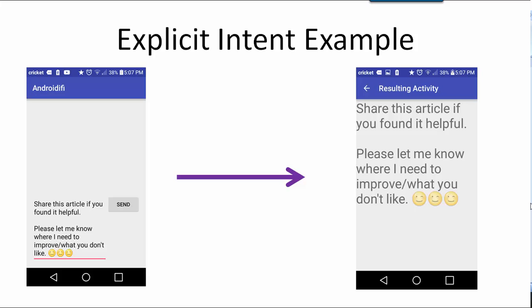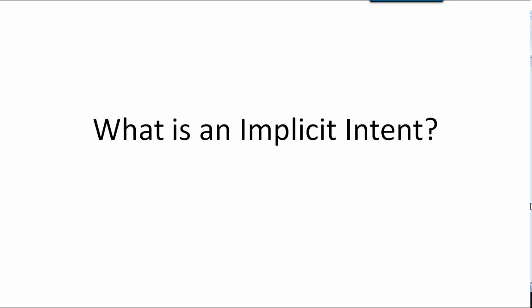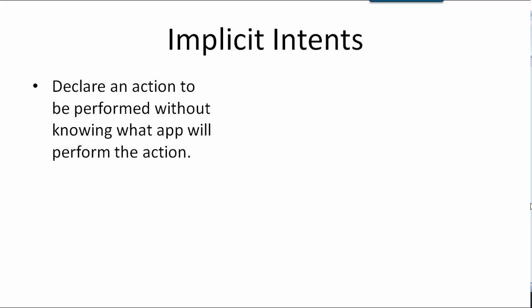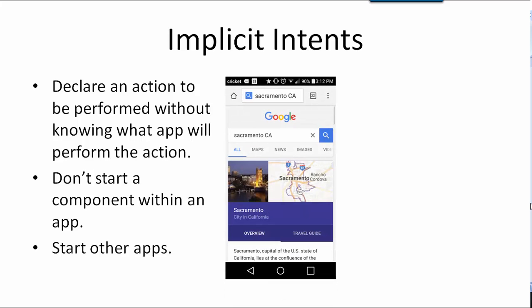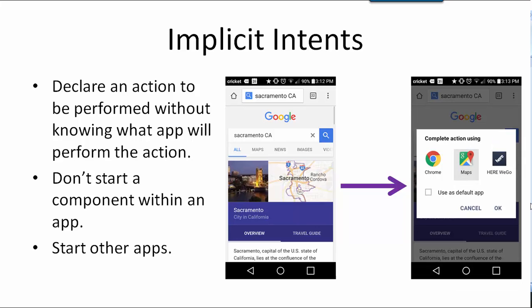When it comes to implicit intents, things are a bit different. So what exactly is an implicit intent? Implicit intents are used to declare an action that needs to be performed without worrying about who will perform that action. Implicit intents do not start a specific component within an app. Instead, they are used to start other apps. You don't know in which app the user will end up in. If there is more than one app that can perform the requested action, then the user will have to pick an app from a list. On the right here, if you search for a location on Google and you click on Maps, then you will be presented with a list of apps that can handle the request.